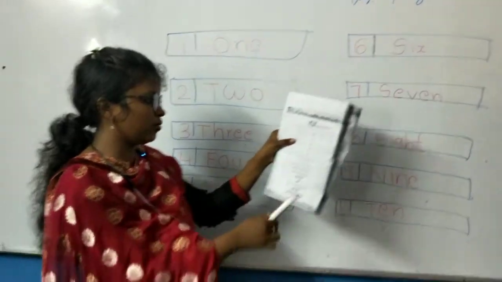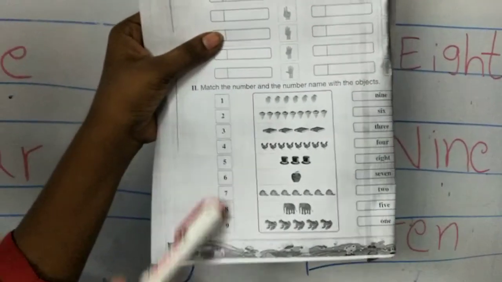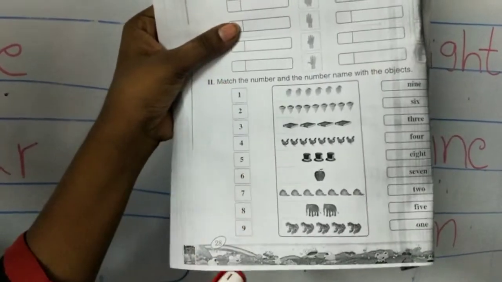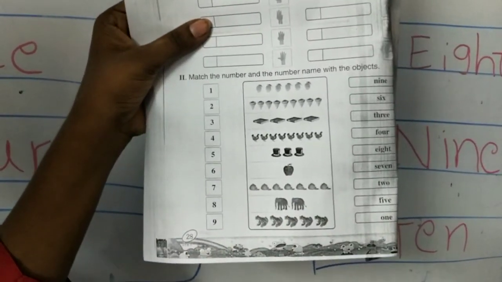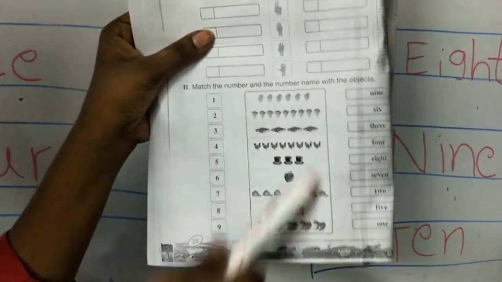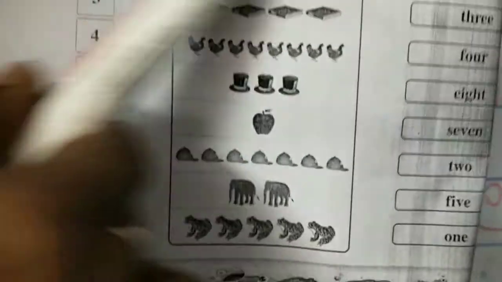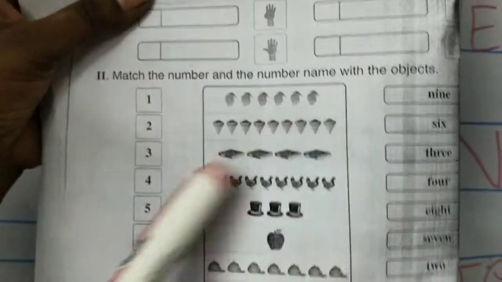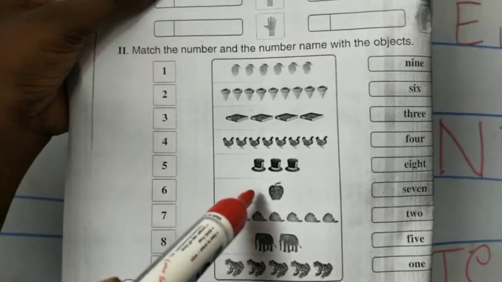Next, second Roman. What is this? You have to match the number and number names. First, what is this? Numbers. 1. Where is 1 here? One object. Where is one object? See, identify. Is this one object? No. More. Here, 1. So you have to underline 1 with your pencil.